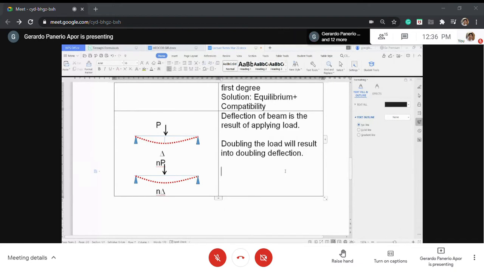Anyway, that is design. The subject is not design. This is just theory of structure, so this is just science. So delta is the deflection corresponding to P.